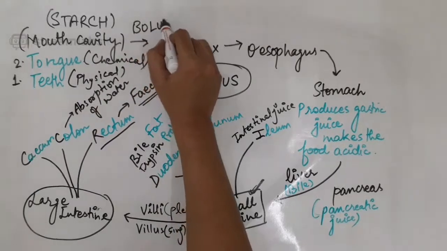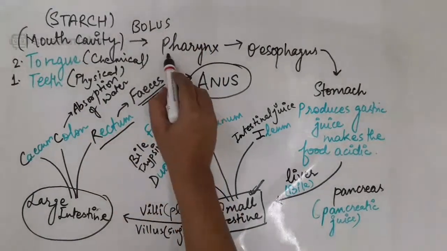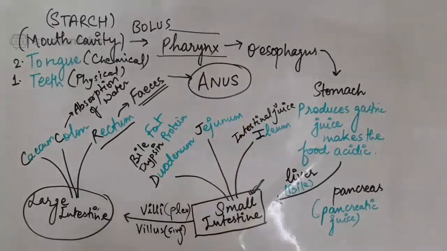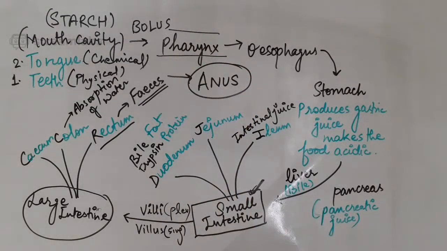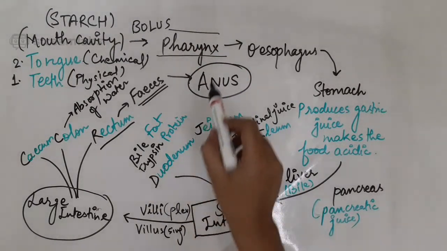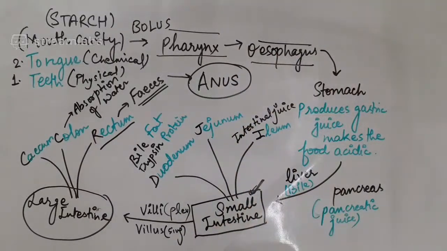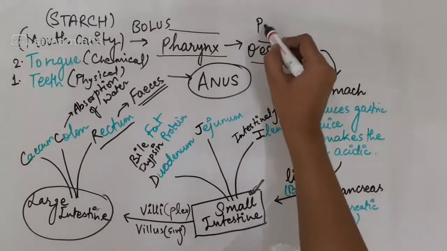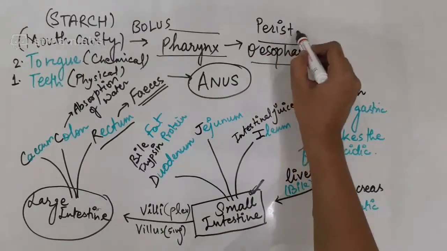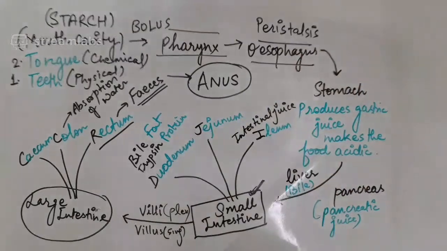And the food now gets turned into bolus, goes in the common passage for water, food and air that is called the pharynx, and then into the food pipe or the esophagus by the process or wave-like motion called peristalsis.